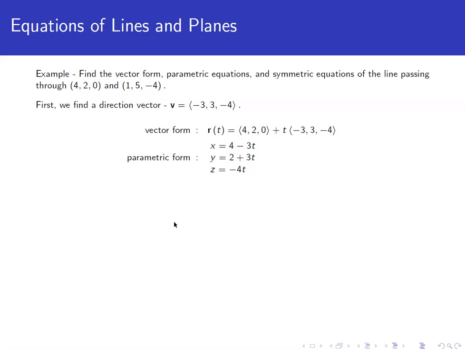Parametric form is just taking the x, y, z and writing them in terms of t: the first component, second component, third component. Symmetric form is taking each of those and solving for t and equating them. So we'll get negative of x minus 4 over 3 equals y minus 2 over 3 equals negative z over 4.